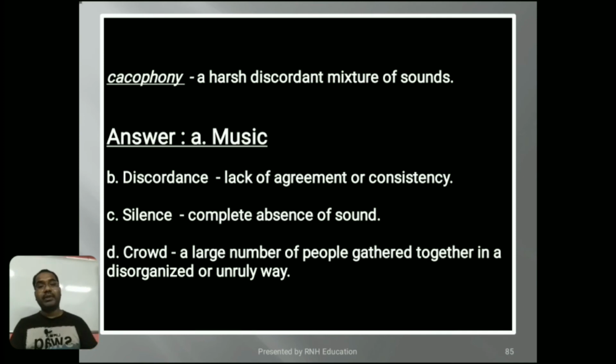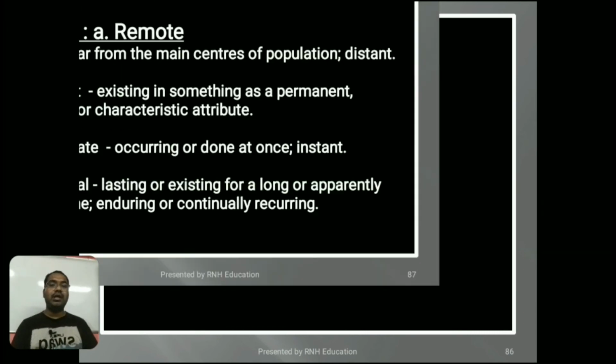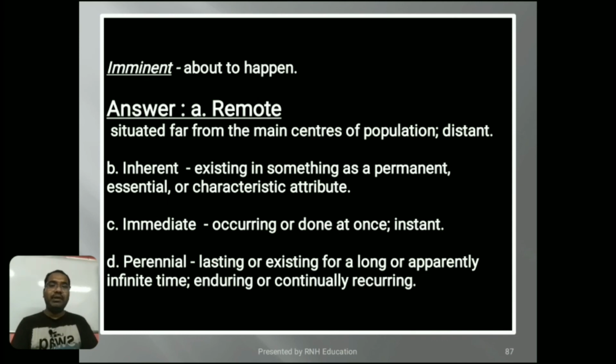Now going to the next one. The next question, that is question number 43. The possibility of failure was imminent. The word is imminent, and the options are remote, inherent, immediate, and perennial. Now check the solution section. At first, take the word imminent. Imminent means about to happen. About to happen, it will happen very soon.